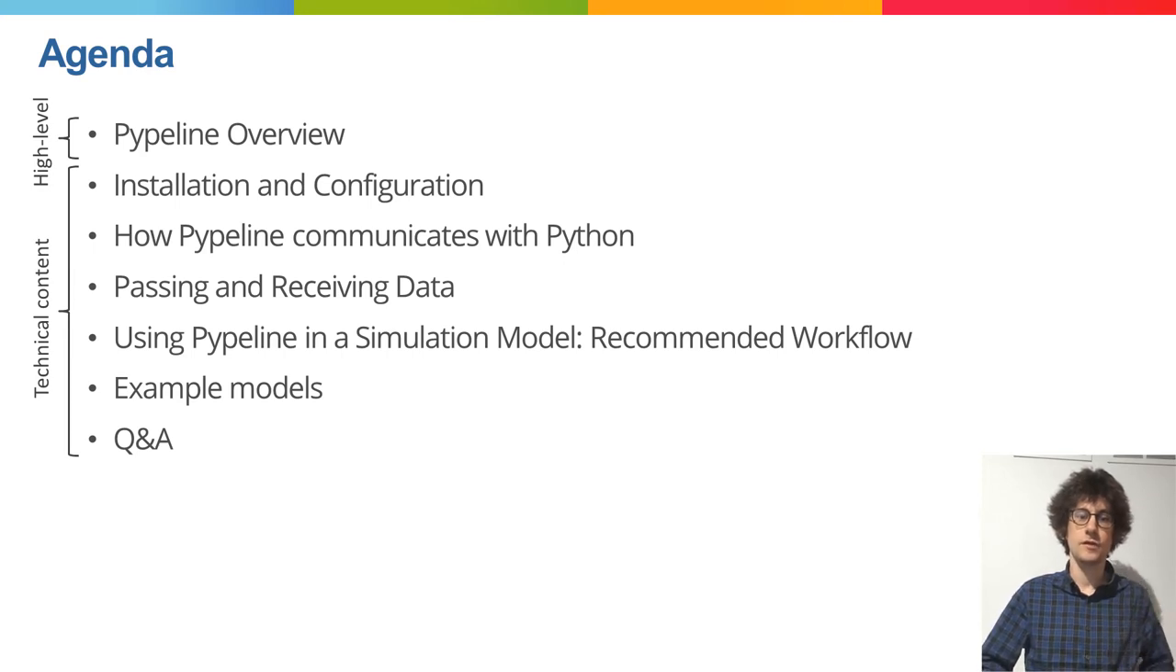This will include installing the library into AnyLogic and how to configure the communicator object, general information about how the communication occurs between your AnyLogic models and the interactive Python environment, the ways to pass data and receive data from the Python environment, optimizing your use of Pypeline through the recommended workflow, a walkthrough of how Python is used in a few of the example models, some of which I'll show in the overview, but this time in more depth. And finally, we'll conclude with the Q&A section.